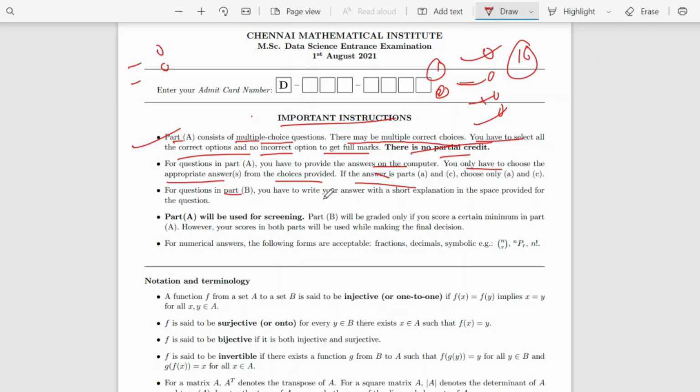In part B, you will have to write your answer with a short explanation in the space provided for the questions. So part B is the subjective part, and in the subjective part you will need to write the answer. So there are single correct questions, multiple correct questions, and also subjective type questions. Students usually find the multiple correct part difficult, because it is very hard to know which question is multiple correct. And in the subjective part you may think it's not possible to write an answer and get full marks, but you actually can.